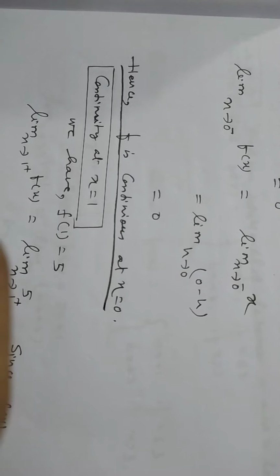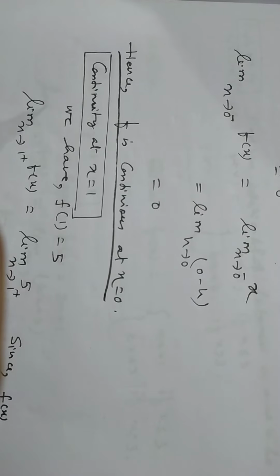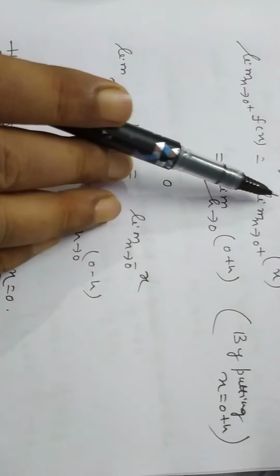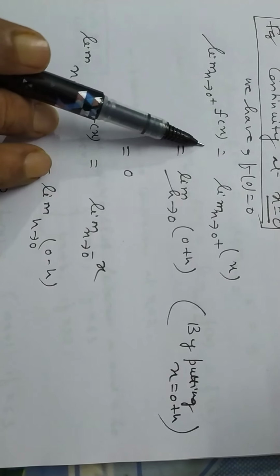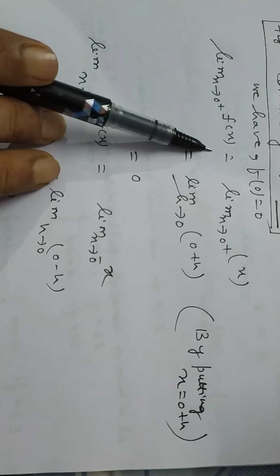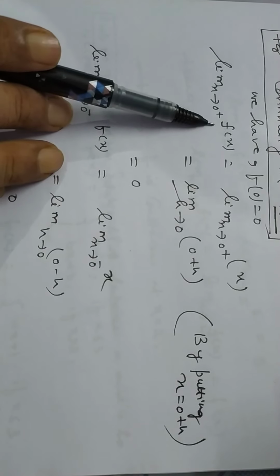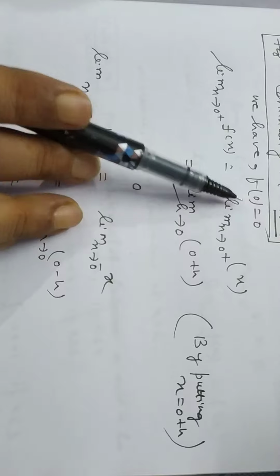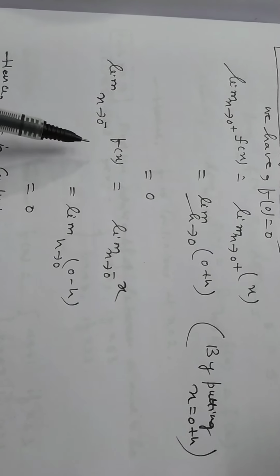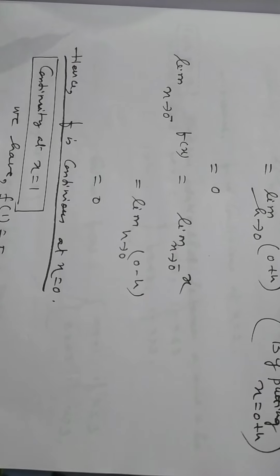So my dear students, you must know how to solve the problem. First you find the value of the function at that point. Then find the right hand side limit or left hand side limit, it depends upon your choice. So this is the value of the right hand side limit of the function at the point 0, and this is the value of the left hand side limit of the function at x = 0. Hence f is continuous at x = 0.